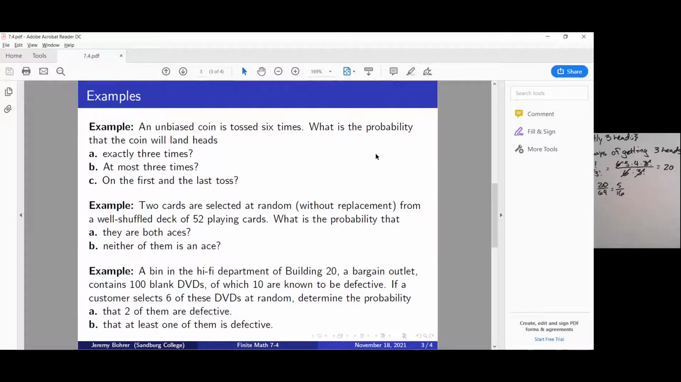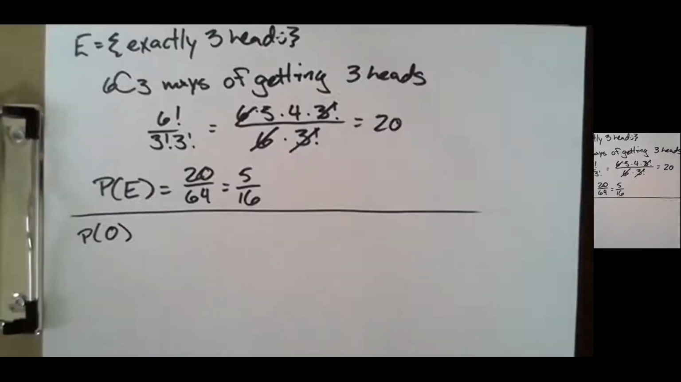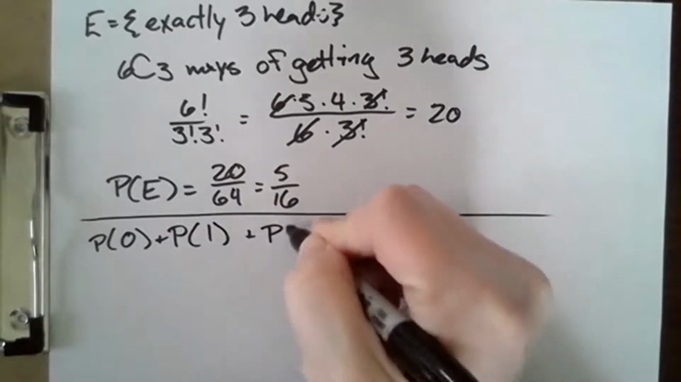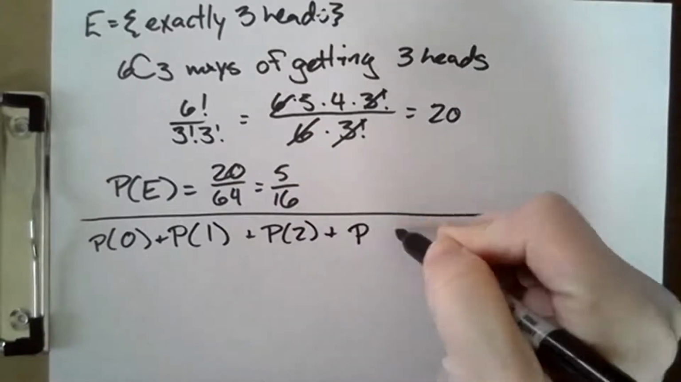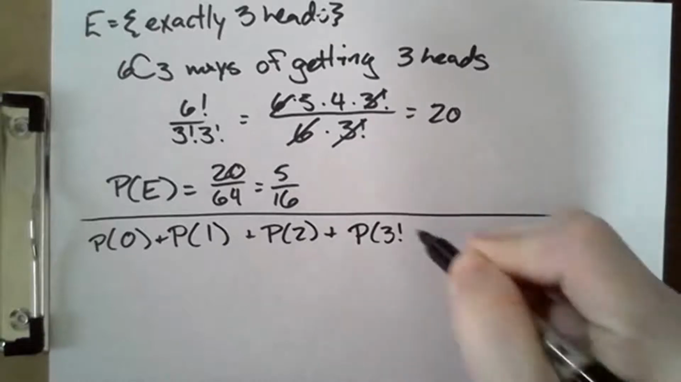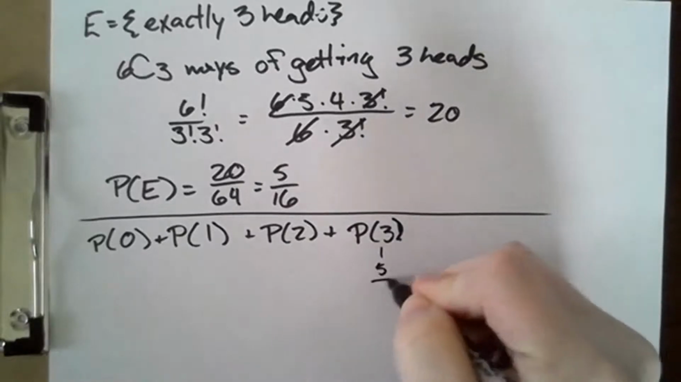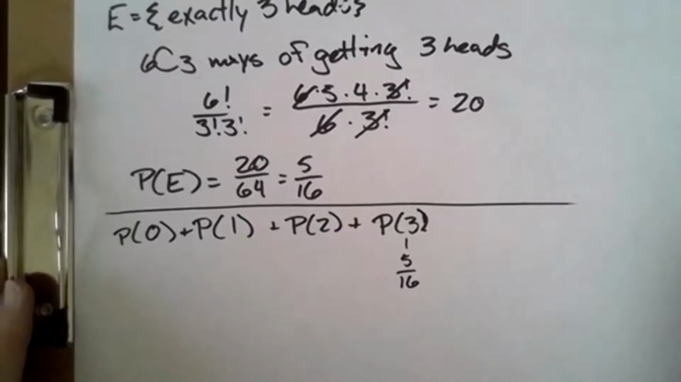We want to go on to B. We want to know the probability that the coin will land heads at most 3 times. In that case, we are looking at some different possibilities. We're looking at the probability of 0 heads, plus the probability of 1 head, plus the probability of 2 heads, plus the probability of 3 heads. We already know the probability of 3 heads is 5/16.